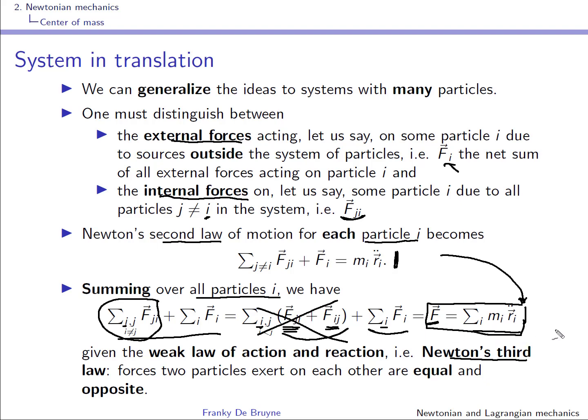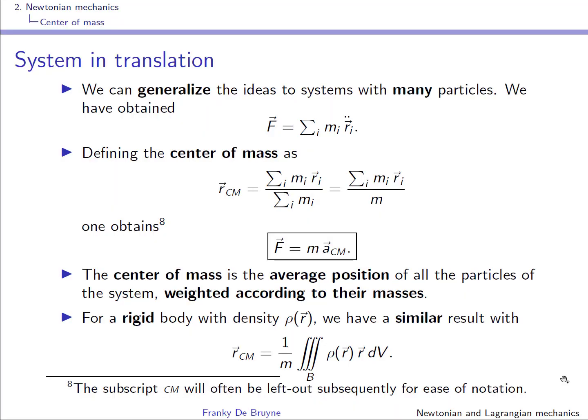This is a kind of nice result. We've just come up with this result, and if we define the center of mass, we can rewrite this equation to a form that is well known to you. So how do we define the center of mass? The position vector of the center of mass, you simply write it like this. The idea is that the center of mass is the average position of all particles, weighted according to their masses, right?